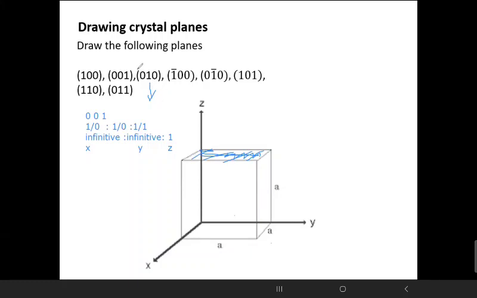That lies on the XZ plane, and Y is equal to 1. Y is equal to 1 and XZ plane. So this is your XZ plane.